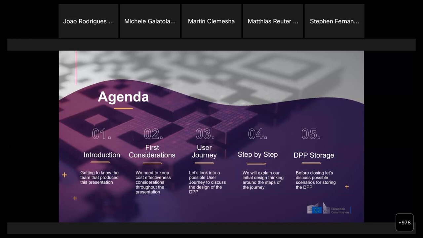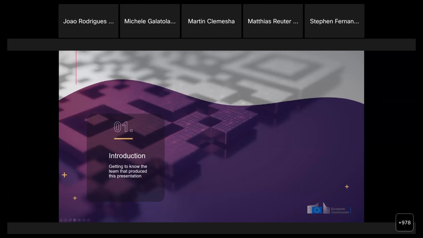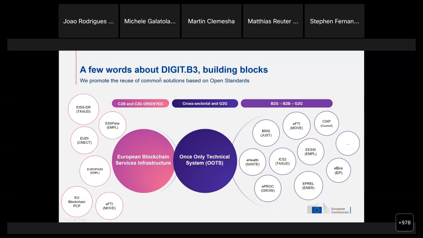First thing, who is actually giving this presentation to you? As I explained, we are from DIGIT, the Directorate-General for Informatics. We are the technical arm of the Commission. It means that the Commission has its own, let's call them technical people, that help the policy DGs to put systems like the DPP into place.